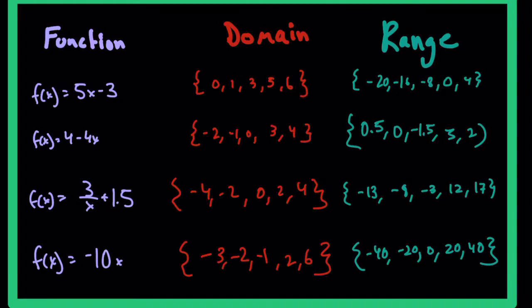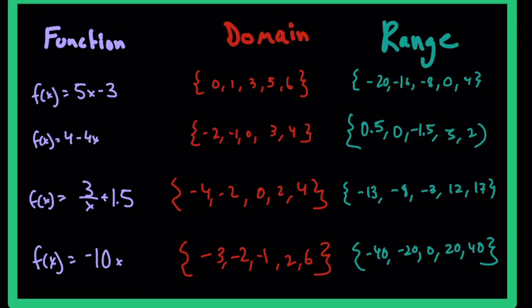So the first function I have here is f of x is equal to 5x minus 3. An important thing to understand is that domain and functions really have no connection, because you can't tell anything about the domain based off of the function. It could be any domain randomly chosen. So what you really want to look for is a connection between the range and the function.